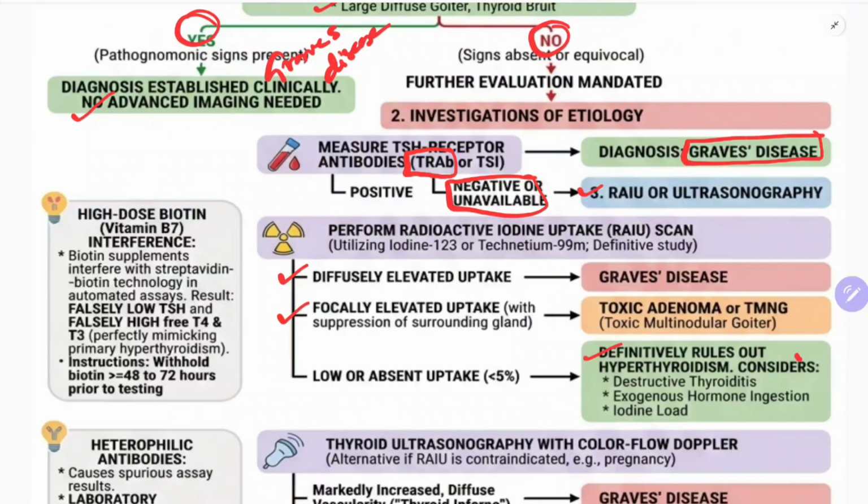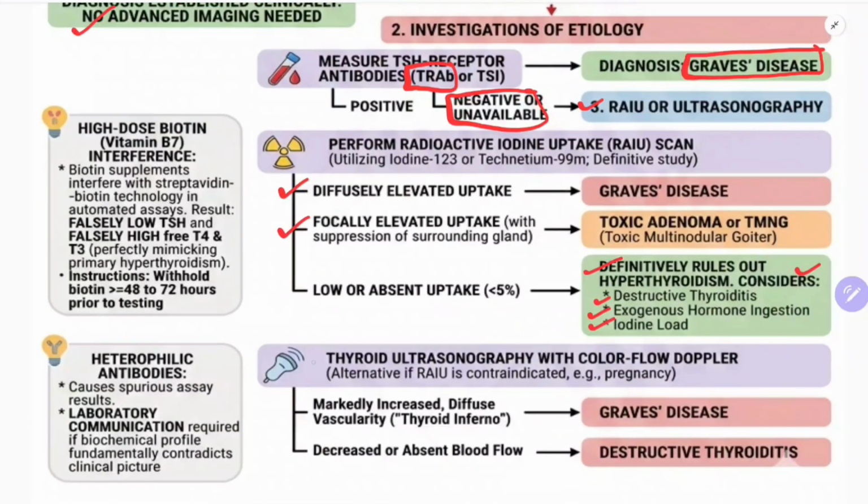Ultrasonography rules out hyperthyroidism and considers destructive thyroiditis, exogenous hormone injection and iodine load. Now thyroid ultrasonography with color flow Doppler is an alternative if radioactive iodine is contraindicated, for example in pregnancy. You can use it when there is low iodine uptake. Markedly increased or diffuse vascularity signifies Graves' disease. Decreased or absent blood flow signifies destructive thyroiditis.